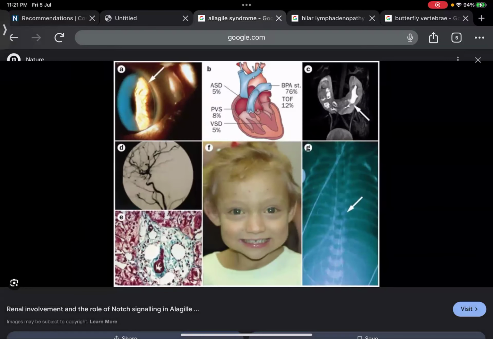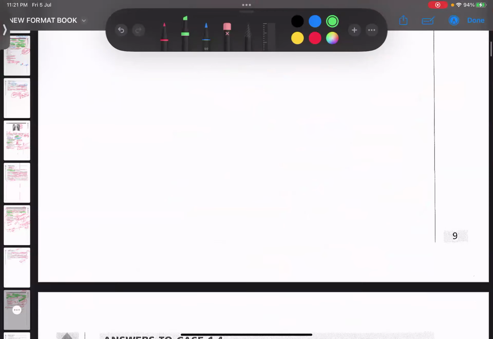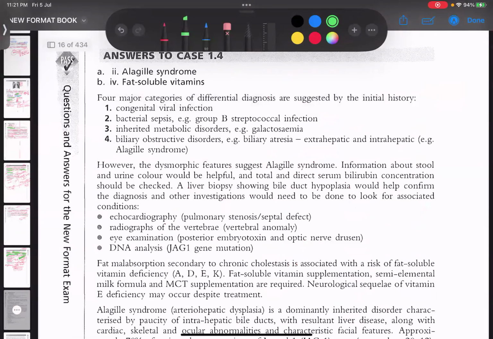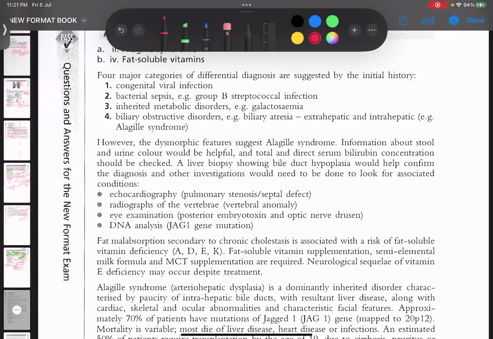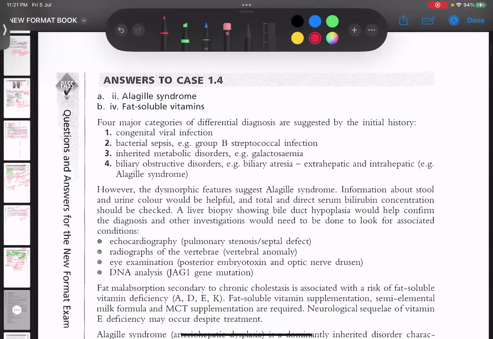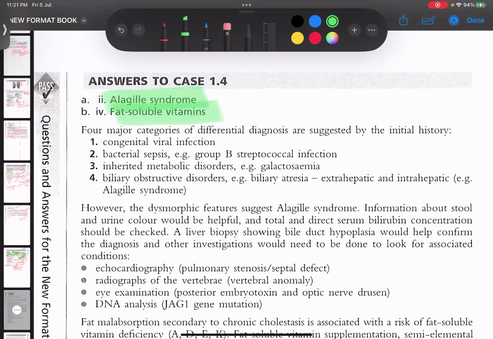Pointed chin, and sharp nose here. I found this case has so much good information related to Alagille. Of all the other books, especially the ones we usually follow for the Royal College pediatric exam, I did not find any other book with this much information about Alagille. It's so beautiful. All the information that you need. See here, they're thinking the diagnosis is Alagille syndrome and fat-soluble vitamins.